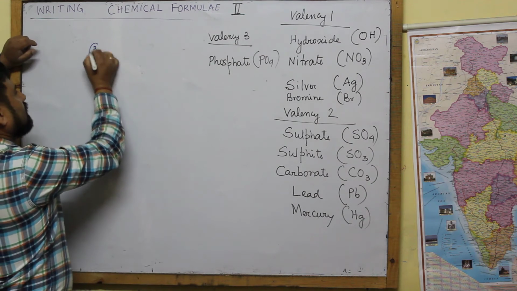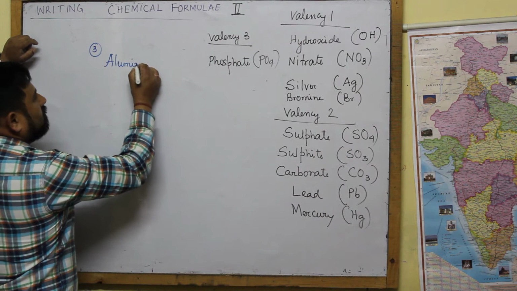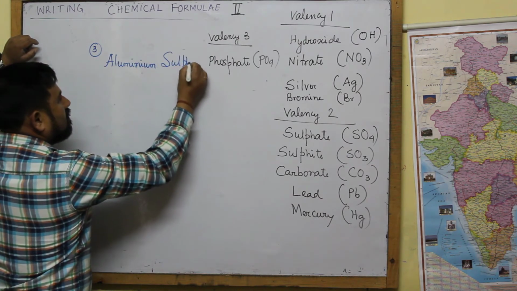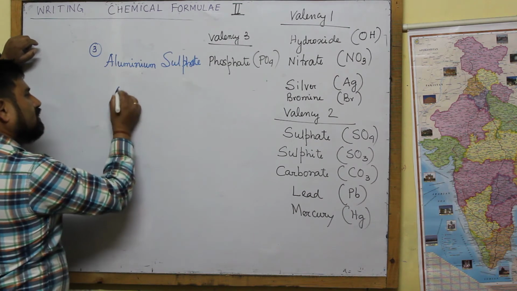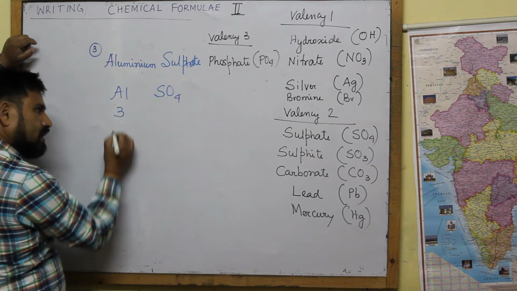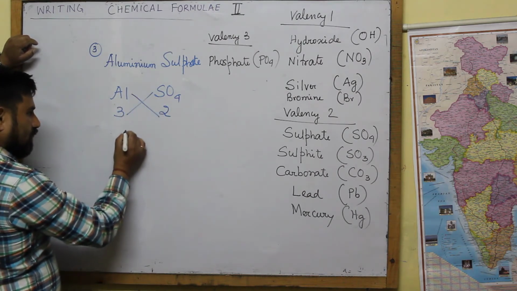Let's take another example, say aluminium sulfate, just to make it interesting. Aluminium, by now I showed you many times. So we know the valency of aluminium is 3, sulfate valency is 2. Interchange it. What should it be?